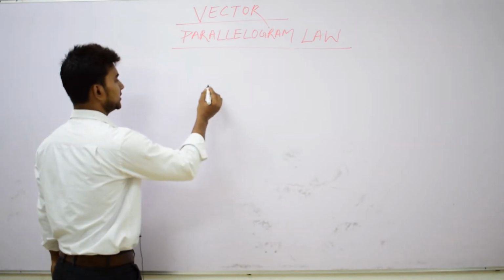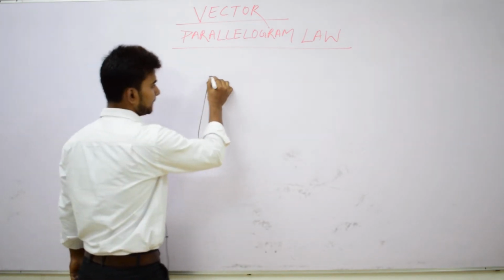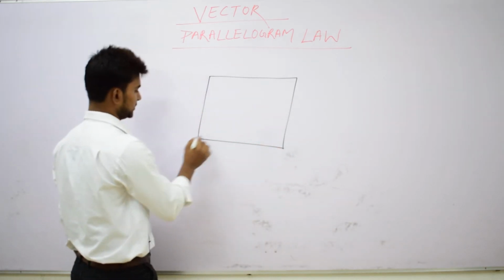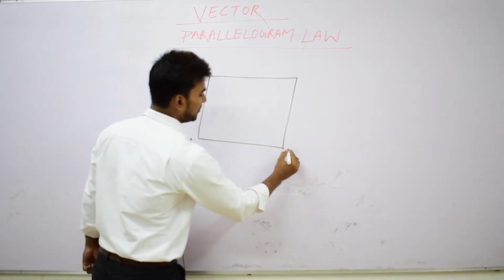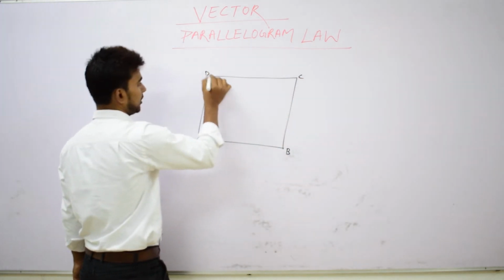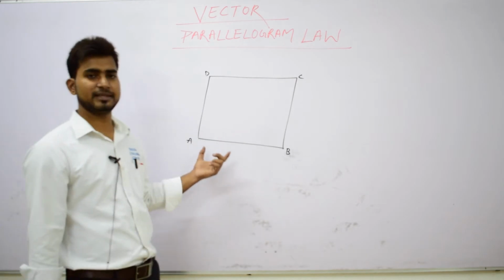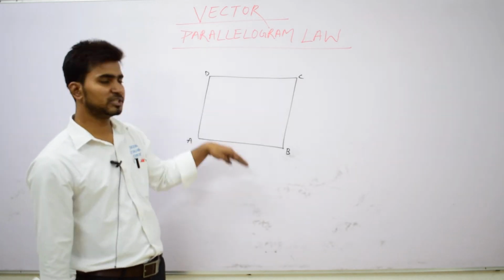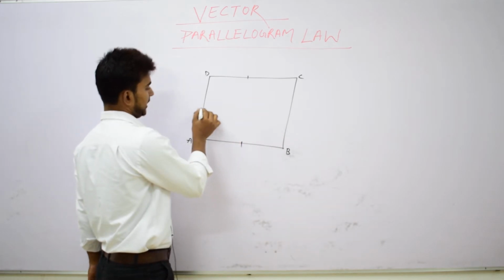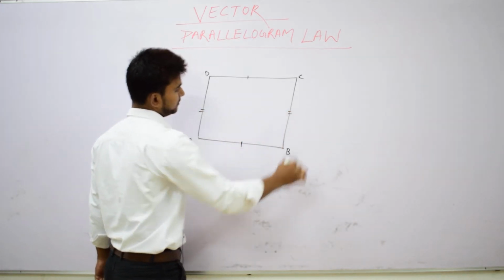So just see here, let's suppose any parallelogram I am drawing. ABCD is a parallelogram. What is its basic property? Opposite sides are parallel. So this AB is parallel to DC and AD is parallel to BC.